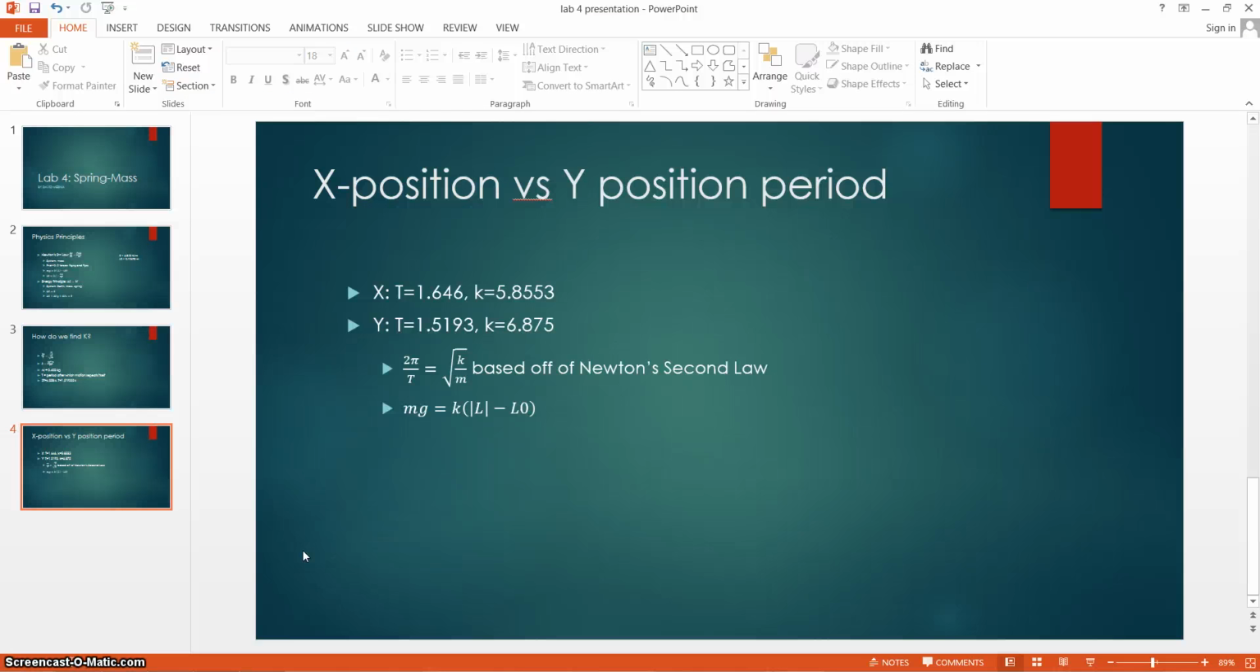Finally, I went back and took a period estimate using the same method as before, but with the x position data instead. As you can see, the period length and calculated k values are completely different between the x and the y. The reason why the y position period is the one to use is because the derivation of 2 pi over T equals the square root of k over m is based off of Newton's second law. Since our calculations are based off of our knowledge of the object at equilibrium, and at equilibrium there are only forces in the y direction, we must use the period in the y direction.